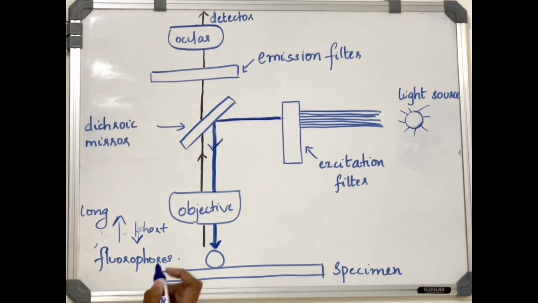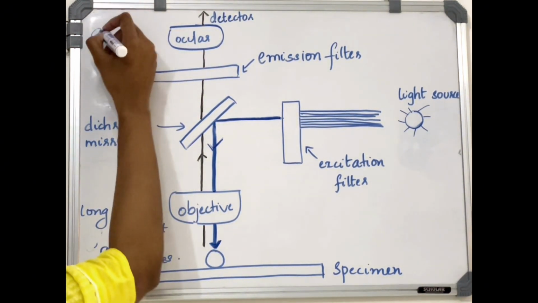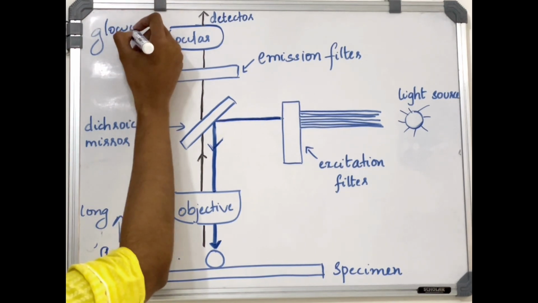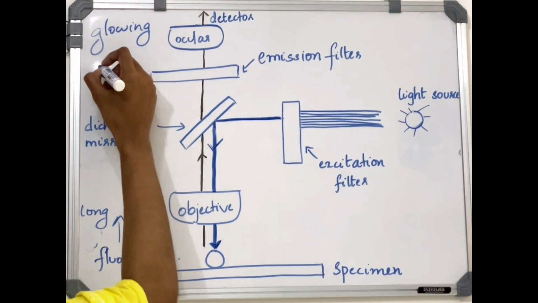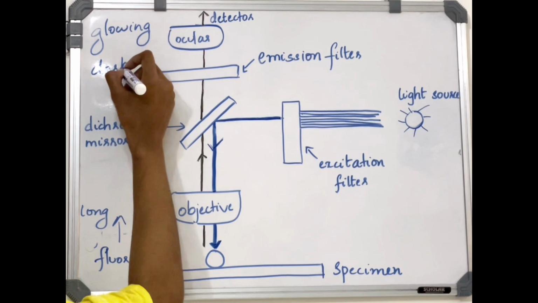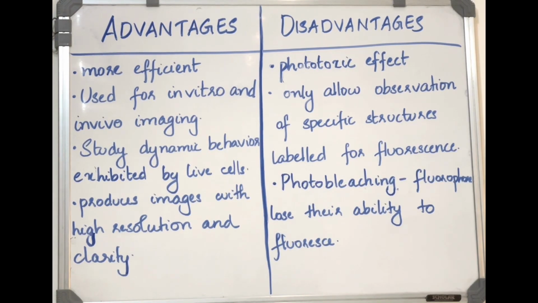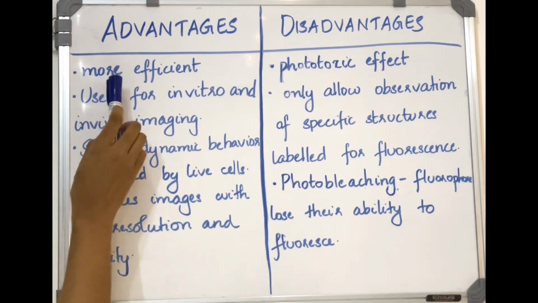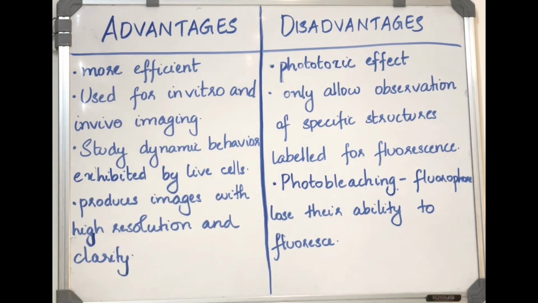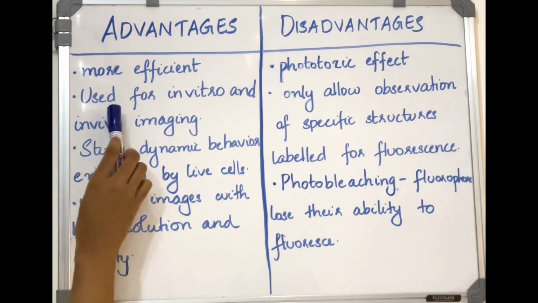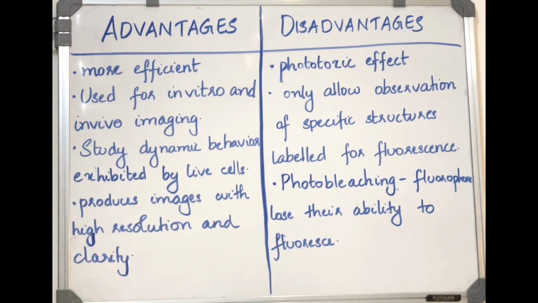And the image formed, how will the image be? The image will be glowing images against a dark background. So this is the working principle of the fluorescence microscope. The advantage of the fluorescence microscope is that it is more efficient when compared to other optical microscopes, and it is used for in vitro and in vivo imaging.